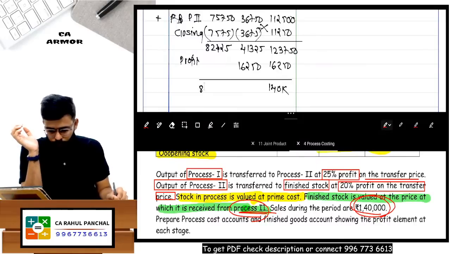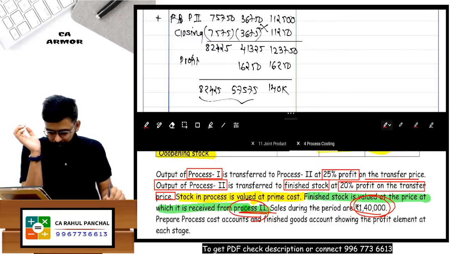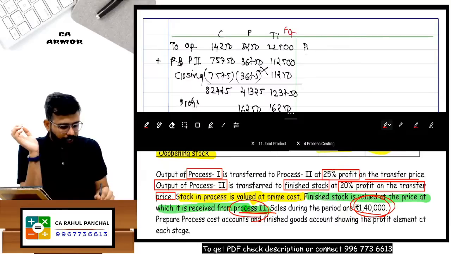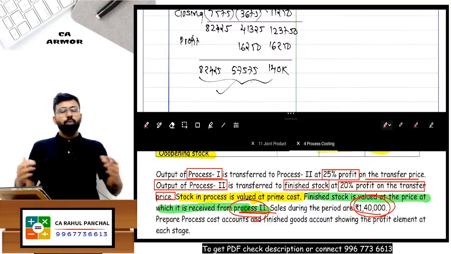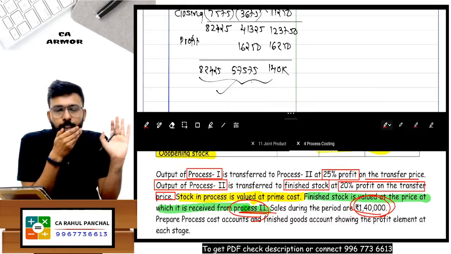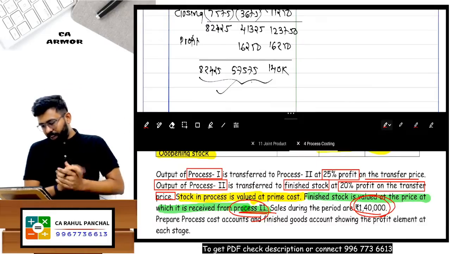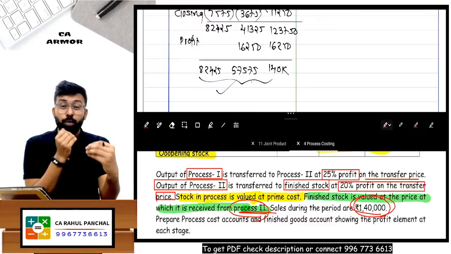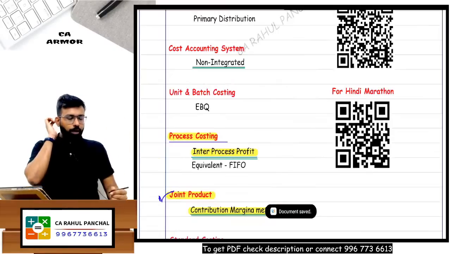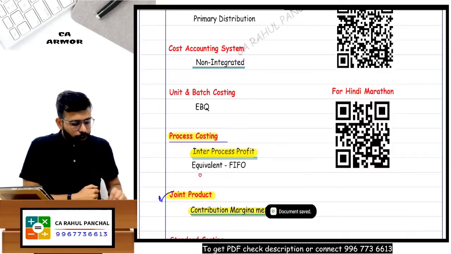Adding this will give you 82425, and here if you add 57575, and this entire thing will be written on the credit side as by sales, the same values. These three values will be written. I hope you have understood this, and we are done with this question also. Inter-process profit, I am trying my level best to explain in the minimum time. So we are done with the inter-process profit question.